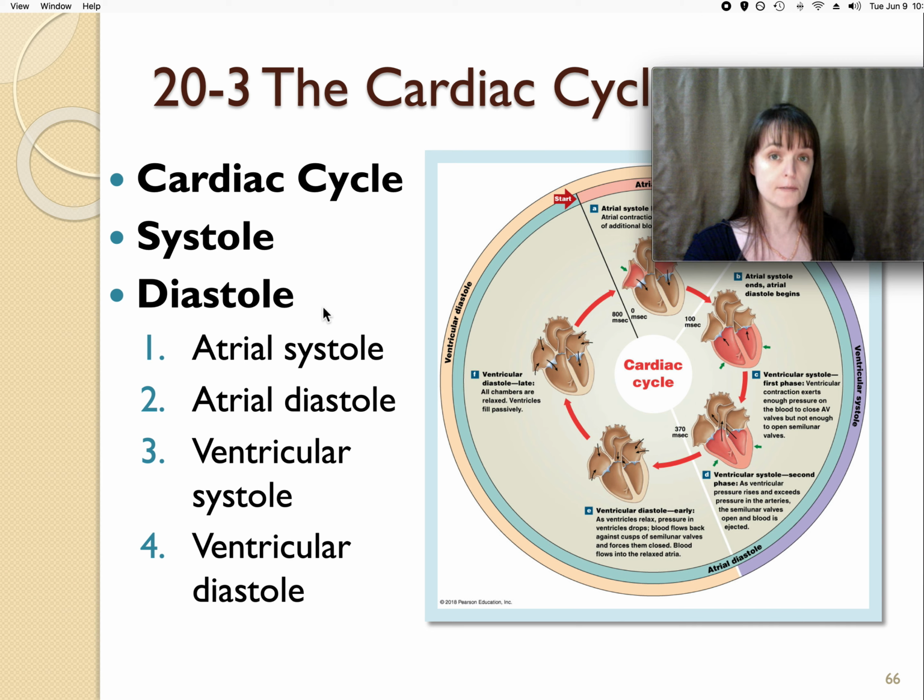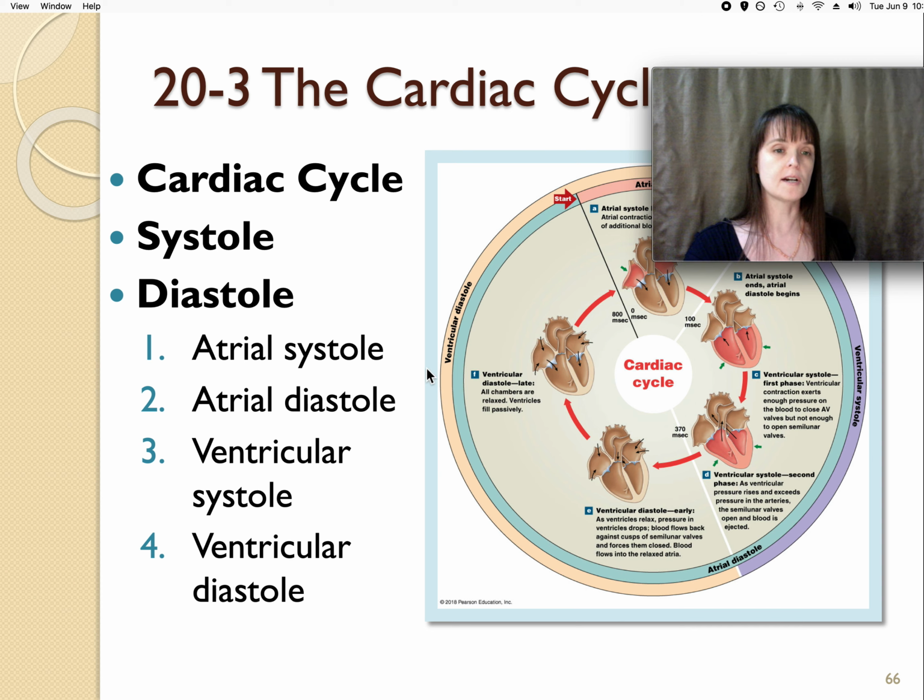The valves help make sure that the blood only flows in the correct direction, which is from the atria to the ventricles to the arteries. And blood only flows from one chamber to the next if the pressure in the first chamber is greater than the pressure in the second chamber. So you have to squish it hard enough, or it won't move.